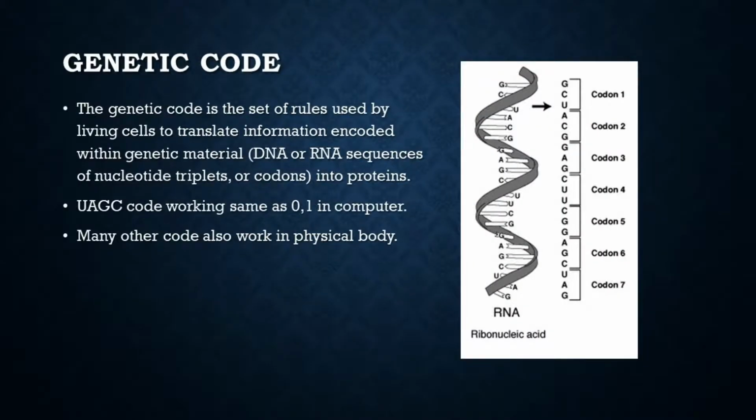You also know about the genetic code, which works on DNA. The genetic code is the set of rules used by living cells to translate information encoded within genetic material, DNA or RNA sequences of nucleotide triplets or codons, into proteins. The UAGC code works the same as 0, 1 in a computer. Many other codes also work in the physical body.